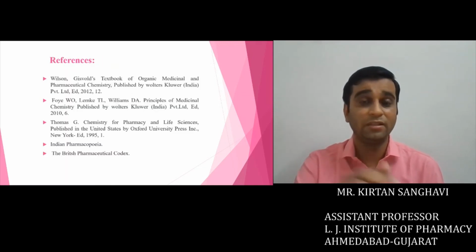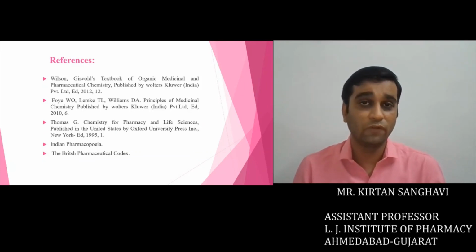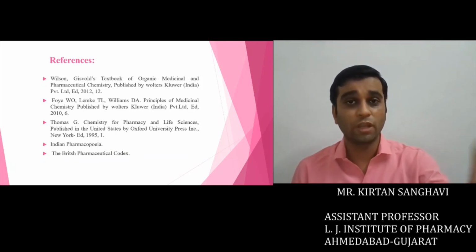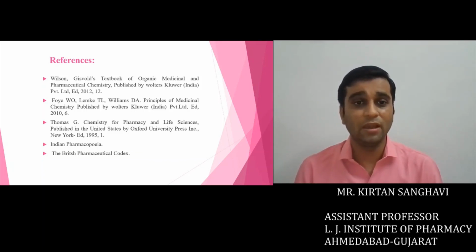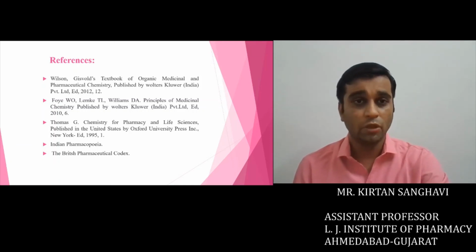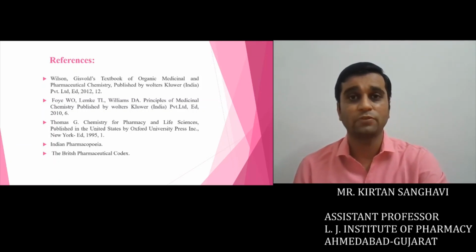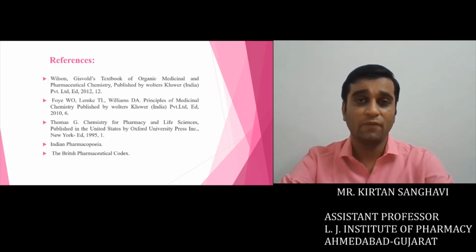Fine. As far as the references are concerned, I can surely say Wilson is one of the best books to refer for steroids, because they have given stereochemistry of steroids in a very nice way. Foy is always the best. Thomas is again a very good book. So when I talk about the question aspect, that is the stereochemistry of steroids, you have to remember all three different types of aspects: optical isomerism, geometrical isomerism, and of course conformational isomerism. Fine.